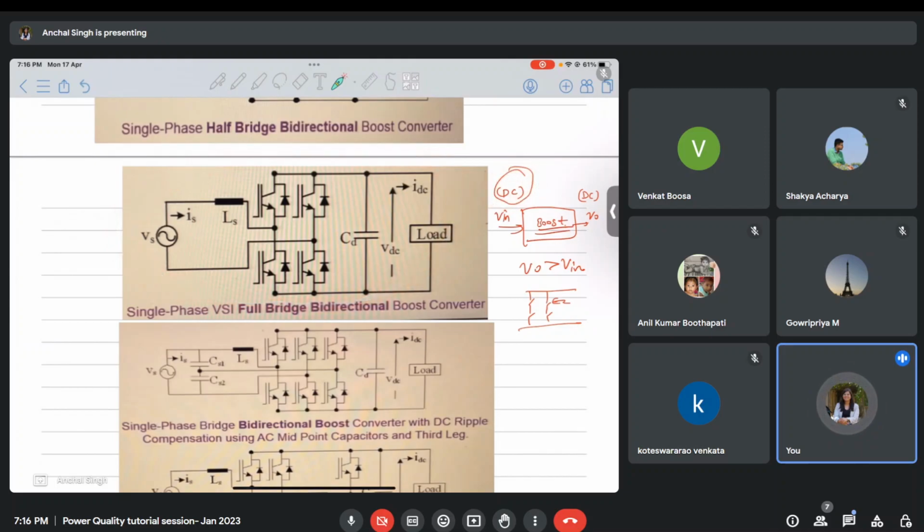Since the input to a boost converter is DC in nature, first you will convert the available AC to DC using a diode bridge rectifier. And why did we use a diode bridge rectifier? Because it is the cheapest. You could use a controlled rectifier also, but it will necessarily increase the cost. You anyway have the boost converter to control the output voltage. That is sufficient for us.